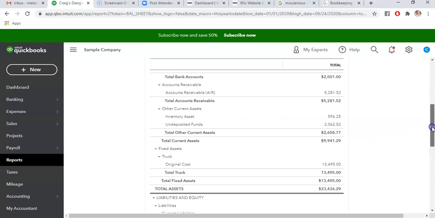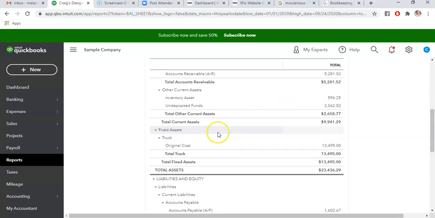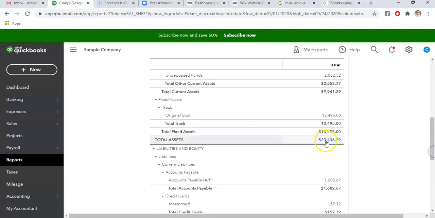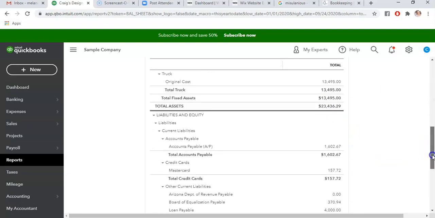And then you want to make sure all your assets are listed. So if you have a business computer, you want to make sure that's listed. Or say you have some expensive equipment, you want to make sure that's listed. And of course, vehicles. If you have a work truck or any other vehicles for work, you want to list those here. Then you want to make sure that your total assets is correct, and you will scroll down.